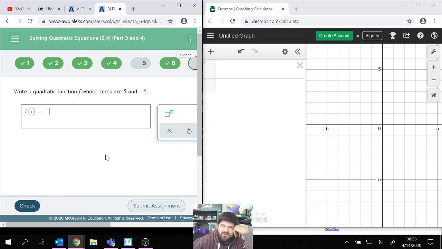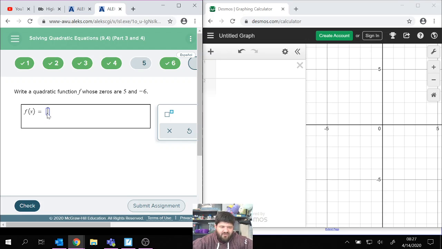I strongly recommend you learn how to factor. It's going to be extremely helpful in Algebra 2. When you get to Algebra 2, they're not going to necessarily let you use Desmos the whole time, and you should know what it is. So this says write a quadratic function f whose zeros are 5 and negative 6. If you watch the notes video, he does a very good job going through this, and I think Mr. Parsons will probably do a very good job explaining this as well.